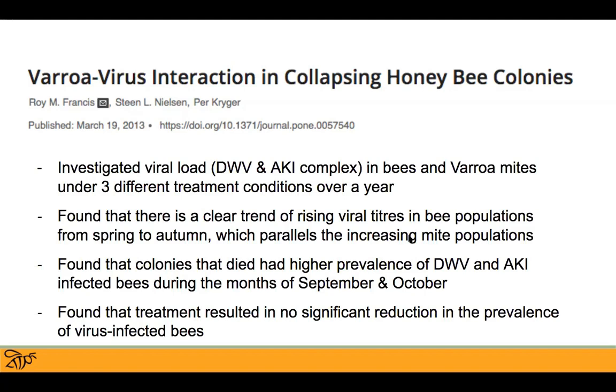But the most important thing that they found is that in many cases, even when they did treatments, and they tested 3 different types of treatments, well, technically 2 because 1 was the control, so no treatment, treatment resulted in no significant reduction in the prevalence of infected bees. So that is just like I said, even if you get rid of the Varroa mites with chemical treatments, those viruses will persist. The effects of those Varroa mites will stick around even after you have controlled them.